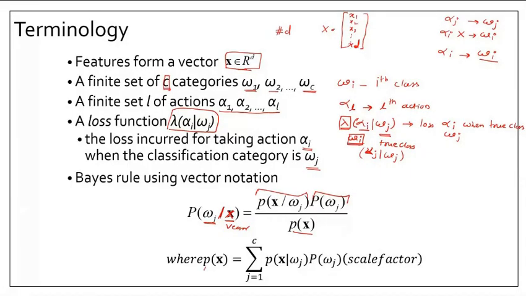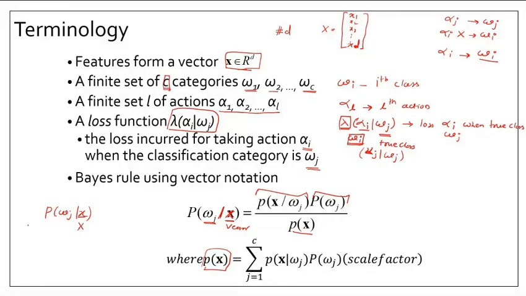And probability of x you obtain from the sum rule. This is the same thing, we are just allowing this small x. Earlier I used to write probability of omega j given x; instead of that, now I am writing it with a capital X.